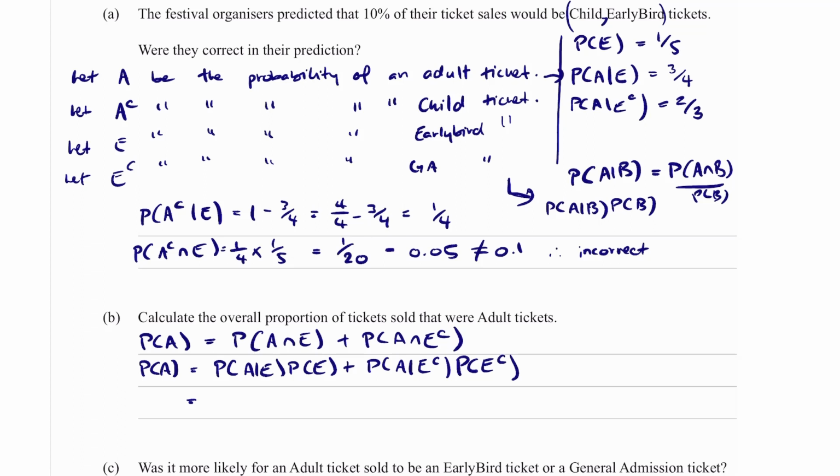So do we know A given E? Yes, it's 3/4 multiplied by the probability of E, which is 1/5. This gets added with A given EC, which is 2/3, multiplied by EC, which is 1 minus the probability of E, or the complement of E, which is going to be the same as 4/5. So this is the same as 3/20 added with 8/15. If we put that into a calculator, this is the same as 41/60.